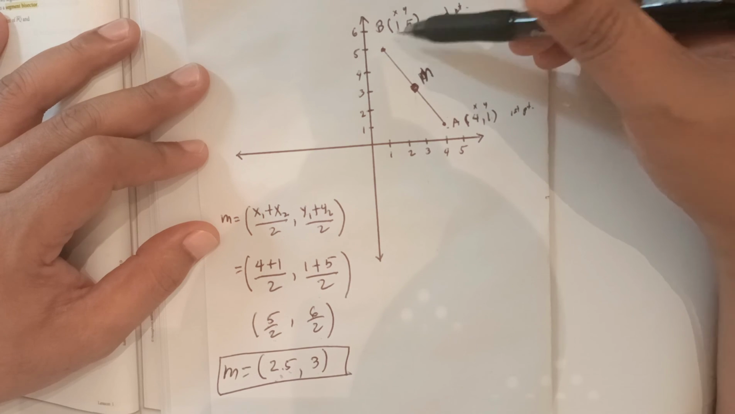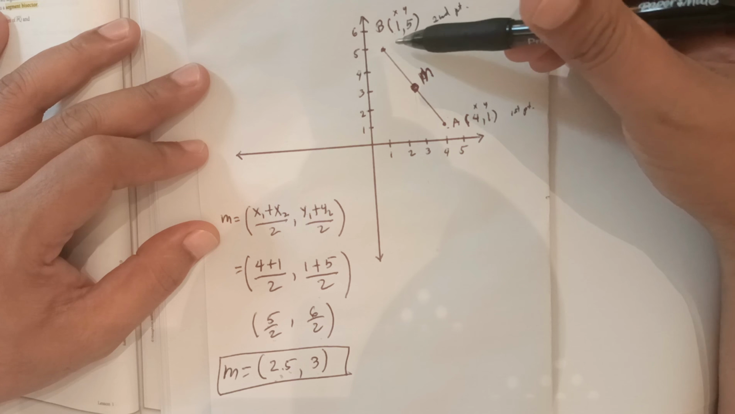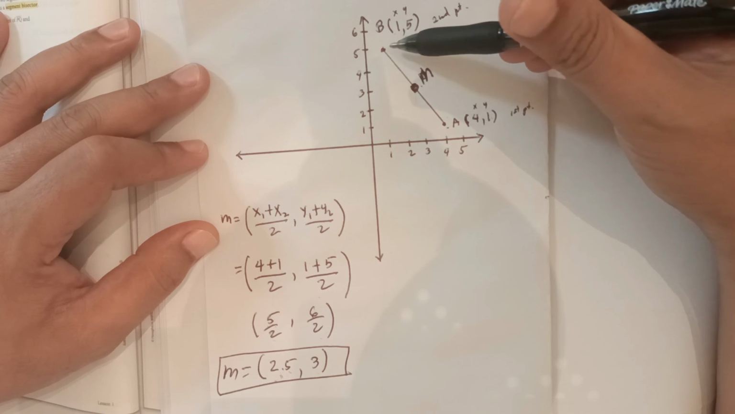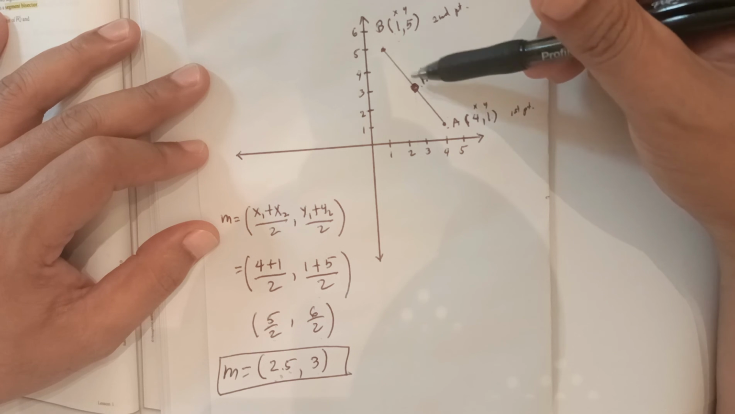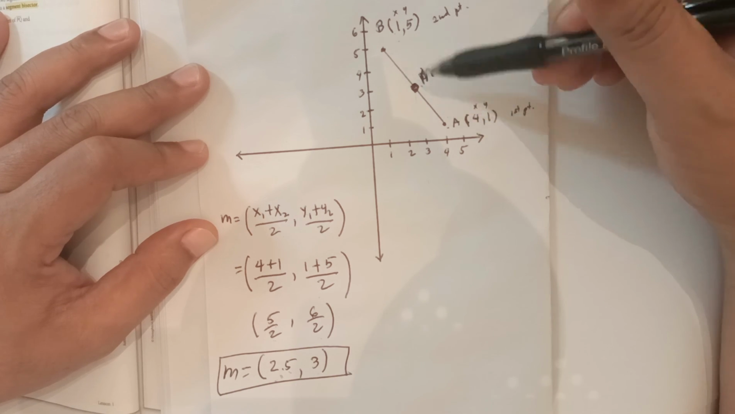If you have two points and one line, the point at the middle of it is the midpoint. The middle of the two points is the midpoint. I hope you understand.